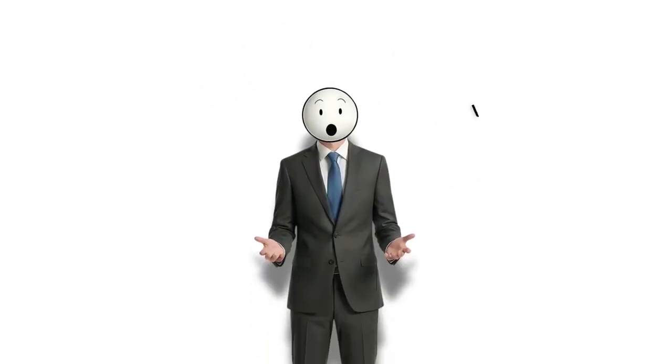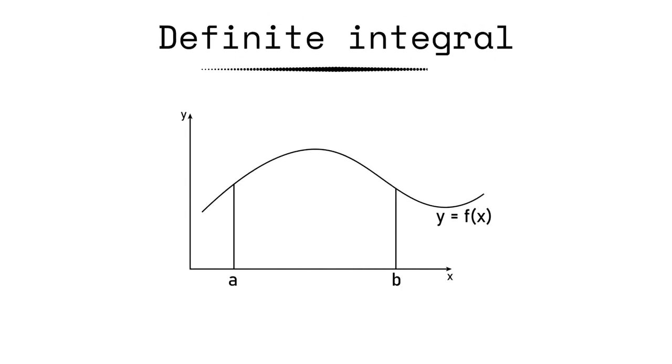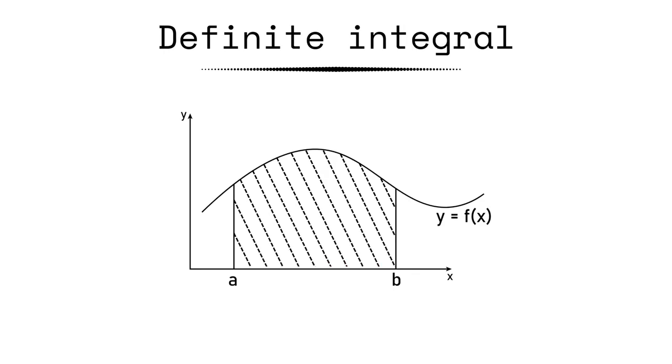Let's break down every type of integral from high school calculus to quantum physics. First, the definite integral. This is used to find the exact area under a curve between 2 points, A and B. The notation looks like this.